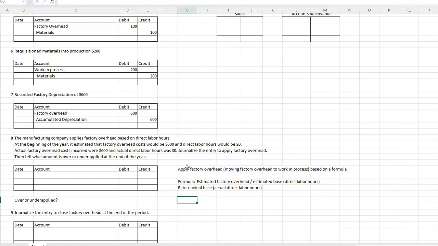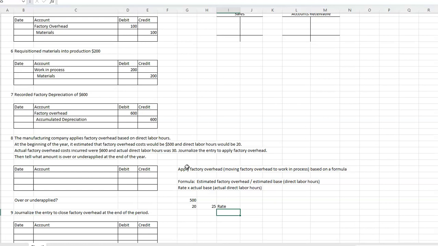So let's just plug it in. Read through there and find estimated factory overhead. And when you do that, you will see that it says that it estimated that factory overhead cost would be $500. So that's our numerator. And then estimated direct labor hours, it says that it estimated factory overhead cost would be 500 and direct labor hours would be 20. So that's your estimated direct labor hours. So we'll divide that. And 25 is what we call our rate.